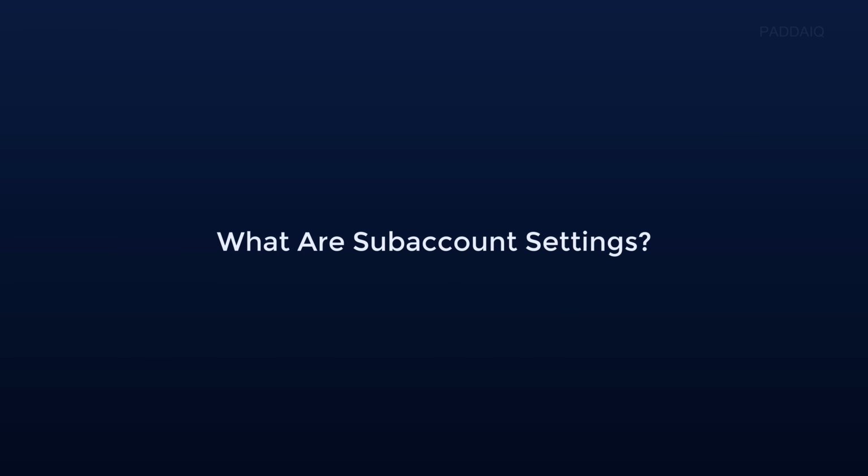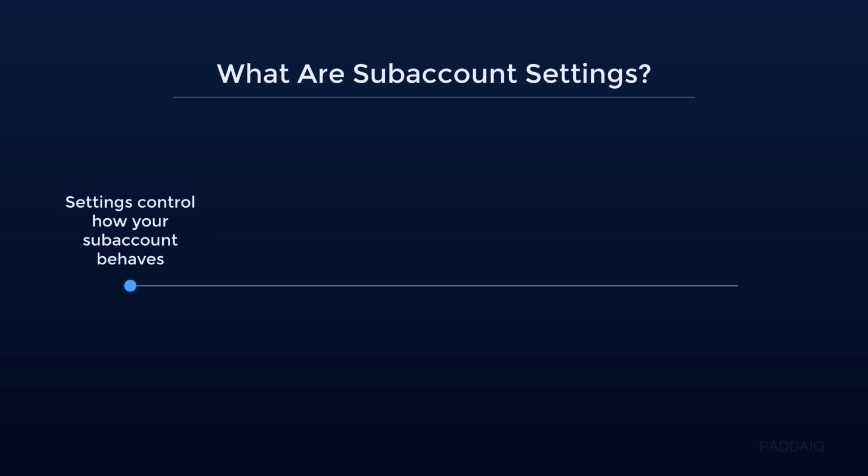Understanding subaccount settings in SAP BTP. Settings control how your subaccount behaves. This means you can configure options that determine its operations and capabilities. For instance, setting trusted domains controls which URLs can access your applications. Properly adjusting these ensures your environment works securely and as intended for your specific needs.